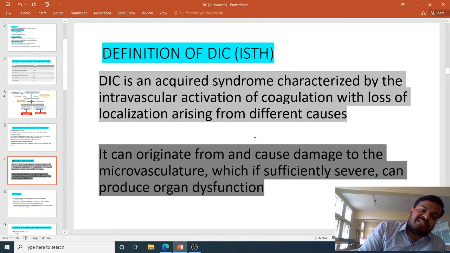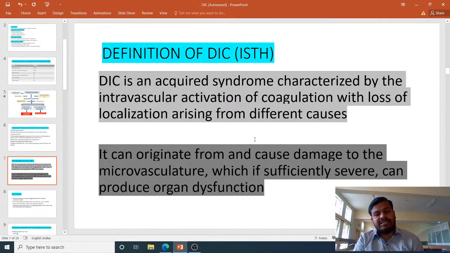So I'll repeat once again. DIC is an acquired syndrome characterized by the intravascular activation of coagulation with loss of localization arising from different causes. So there might be different causes, but the ultimate thing is the intravascular activation of coagulation is the mainstay, and it can originate from and cause damage to the microvasculature, which, if sufficiently severe, can produce organ dysfunction.